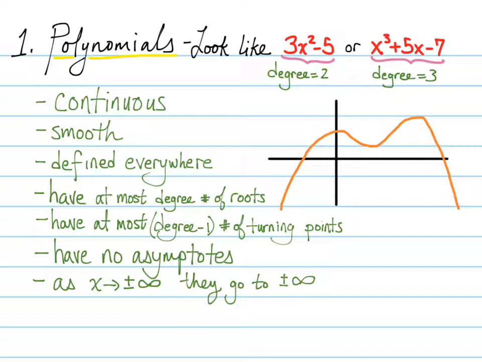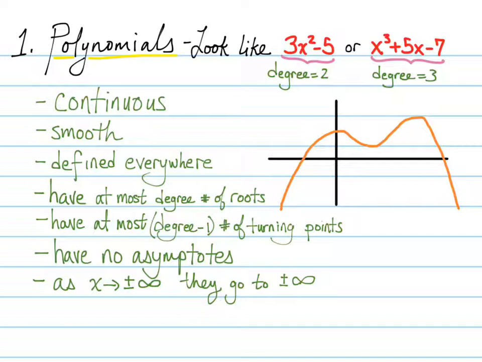The degree of a polynomial is the largest power on a variable, right? So x squared is the largest power in 3x squared minus 5, so the degree is 2. The reason you need to know the word degree comes up in a few lines here, but polynomials, they're the nicest functions. They're continuous, right? You can draw them without picking up your pen. They're defined everywhere. They're smooth. They don't have any jagged edges. They don't have any pinch points. They're really nice functions.